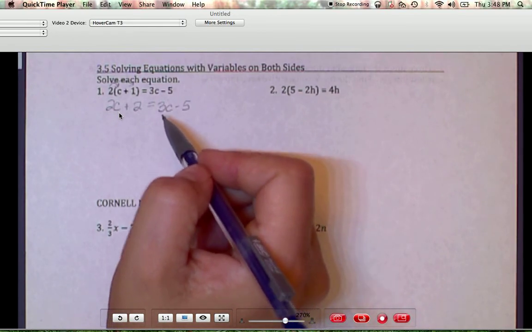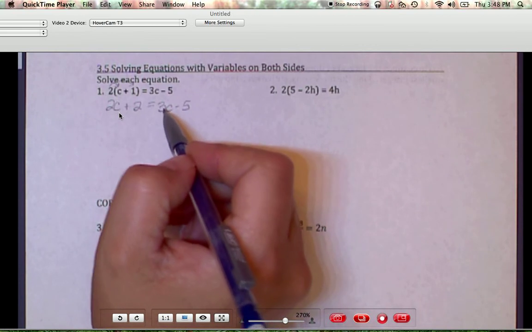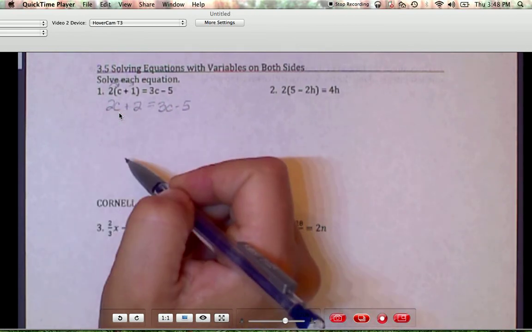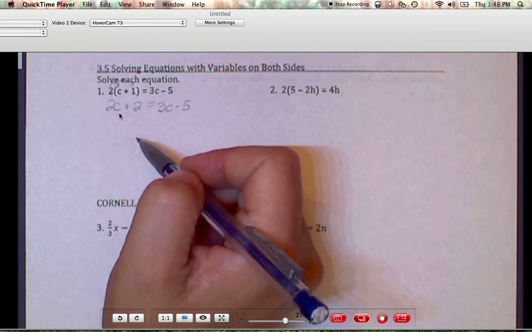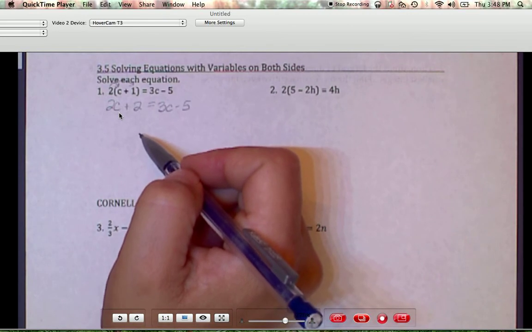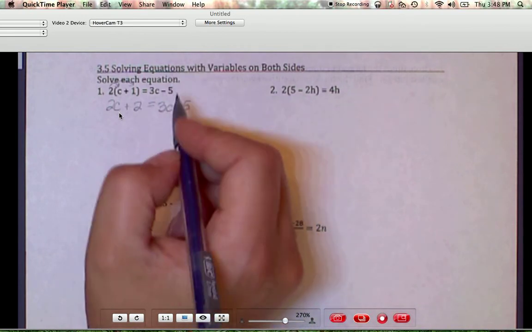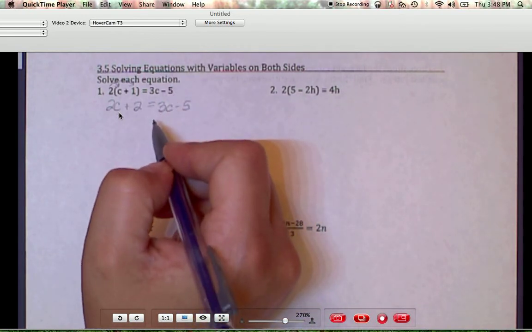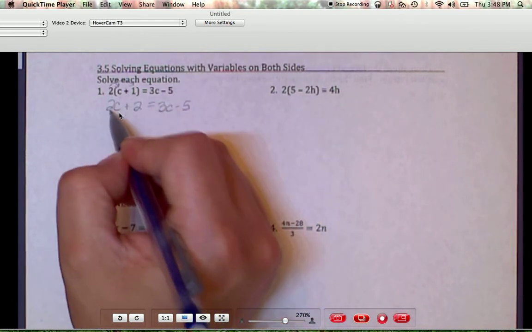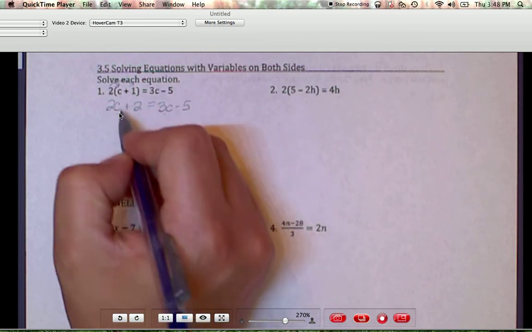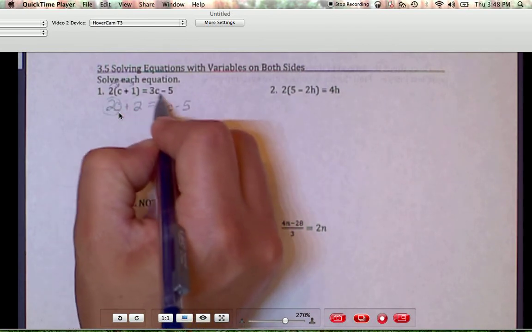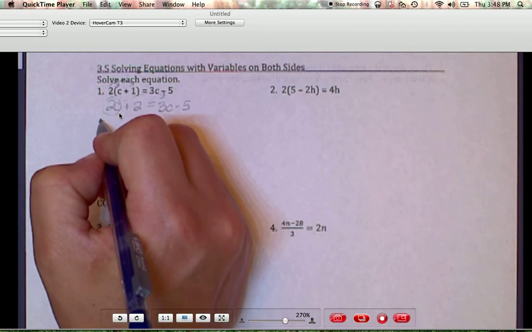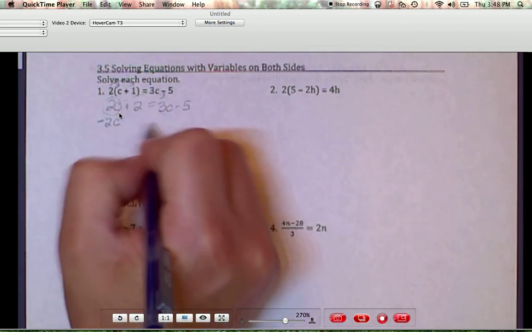The only difference at this point is that we have variables on both sides and we want to move one of those variables. Generally, we move the smaller of the two variables so we can work with positive integers and positive coefficients. Which is smaller, the 2c or the 3c? The 2c is smaller, so we're going to take this whole thing and move it over to the right side by undoing it. We're going to subtract 2c from both sides.